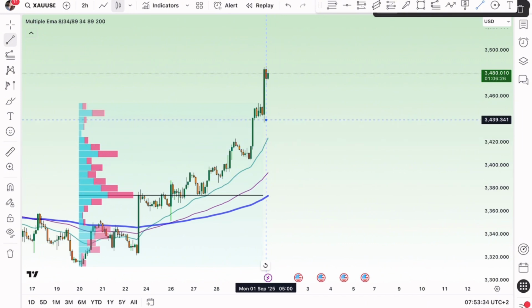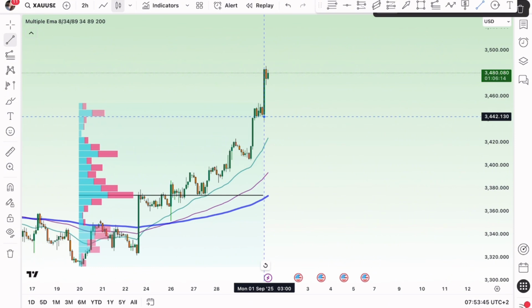And now let's start with the gold chart on the 4-hour time frame. And here's what we see. You can see that first, the main trend. The chart shows a very strong and clear uptrend. The price has been consistently making higher highs.